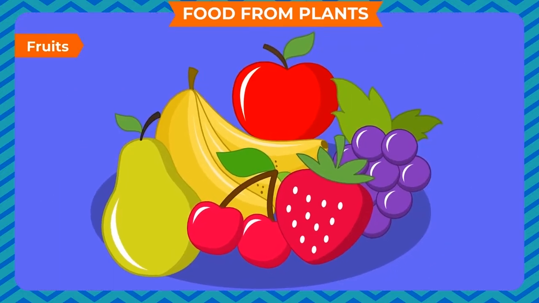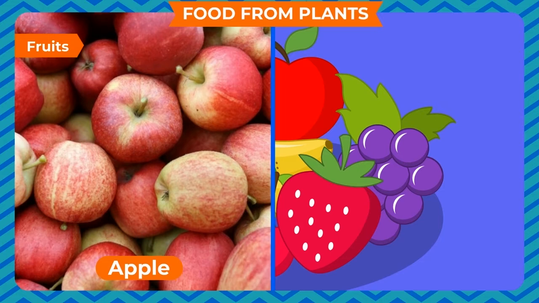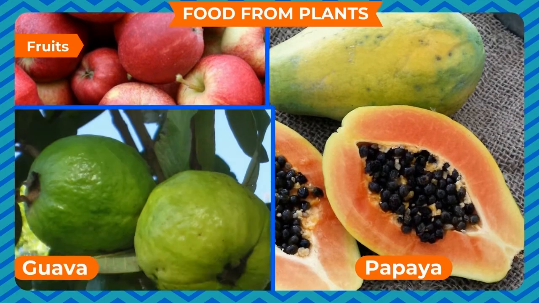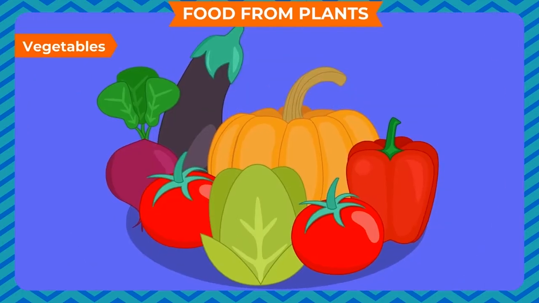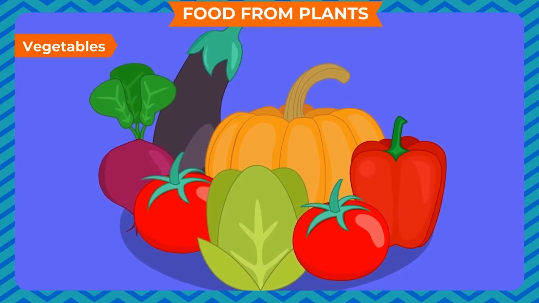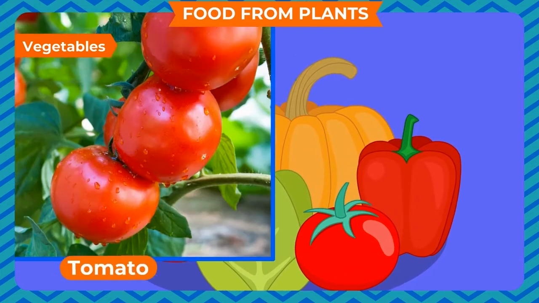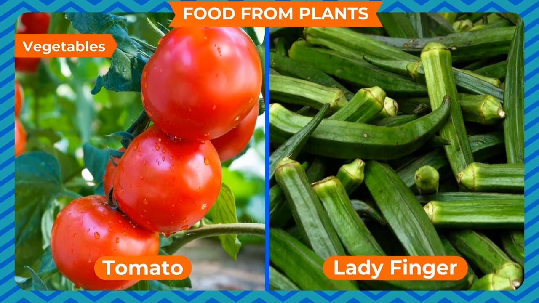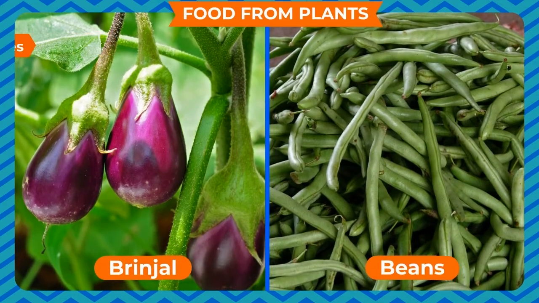Fruits. We eat the fruits of some plants, such as apple, papaya, guava, mango, etc. Vegetables. We eat the fruits of some plants as vegetables, such as tomato, ladyfinger, brinjal, beans, etc.